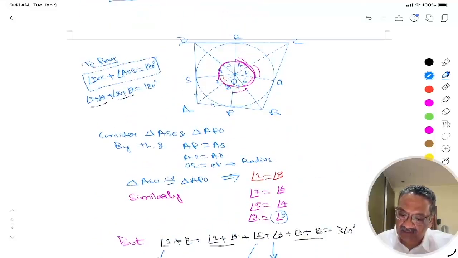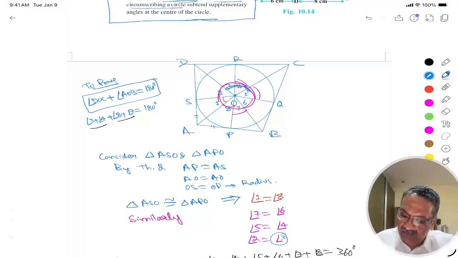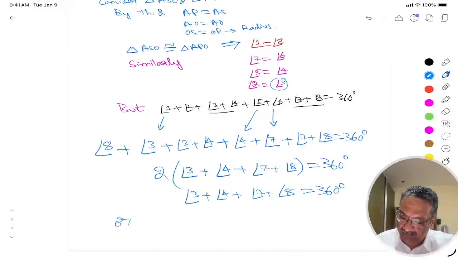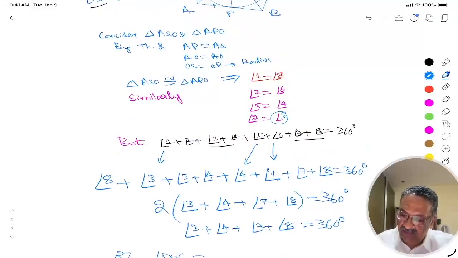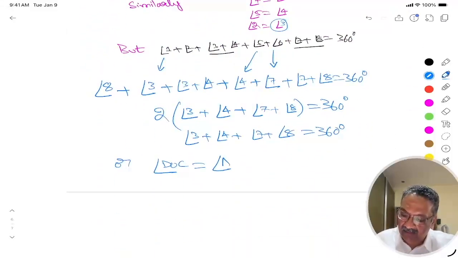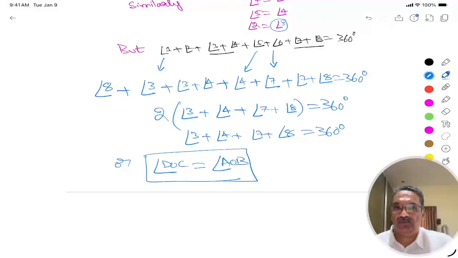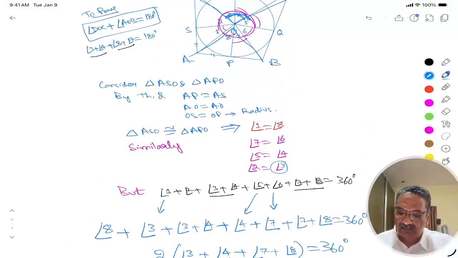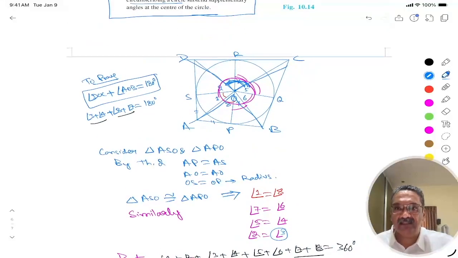Or what is angle 3 plus 4? 3 plus 4 is nothing but angle DOC. Angle DOC plus angle AOB is equal to 180 degrees. Hence, it is proved. Alright. So, when you are writing this question in the examination, you have to write it a little neatly. I have solved it a little fast, but you have to give explanation at all steps and write this neatly. Okay. Thank you.